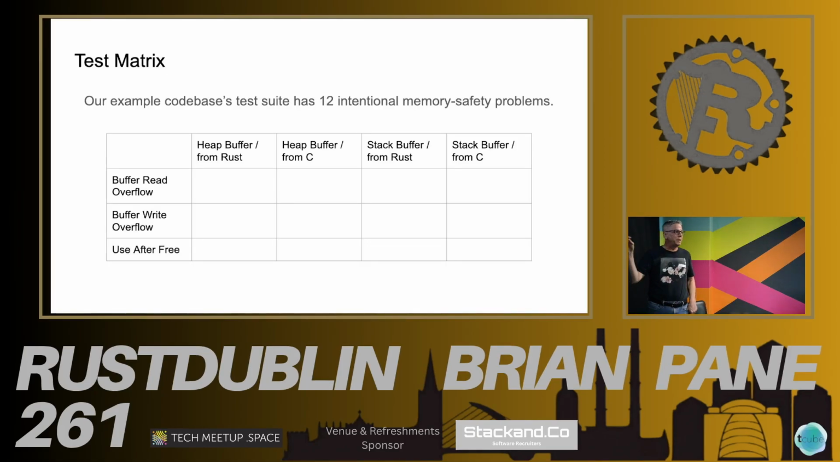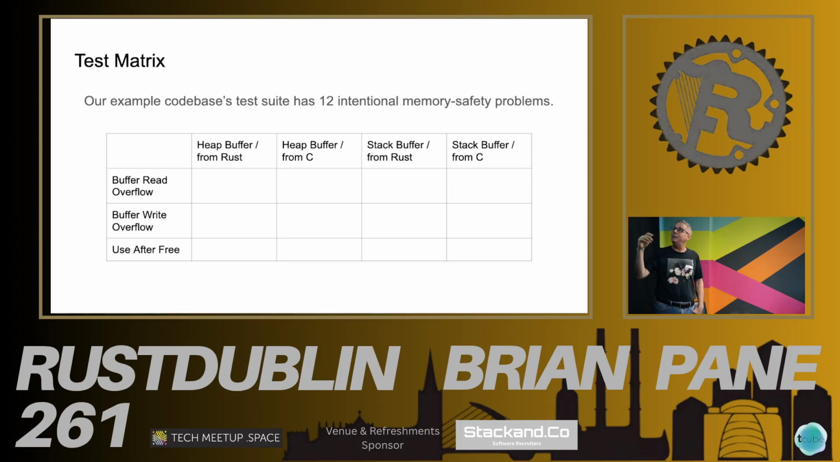There are a lot of permutations with these examples of things that I've done that are unsound. Reading a buffer, reading beyond the end of a slice, writing beyond the end of a slice, or using an object that's already been freed. And the object in question could be on the heap or on the stack, and I could be trying to access it in Rust code, or maybe in some C or C++ that I'm calling from Rust.